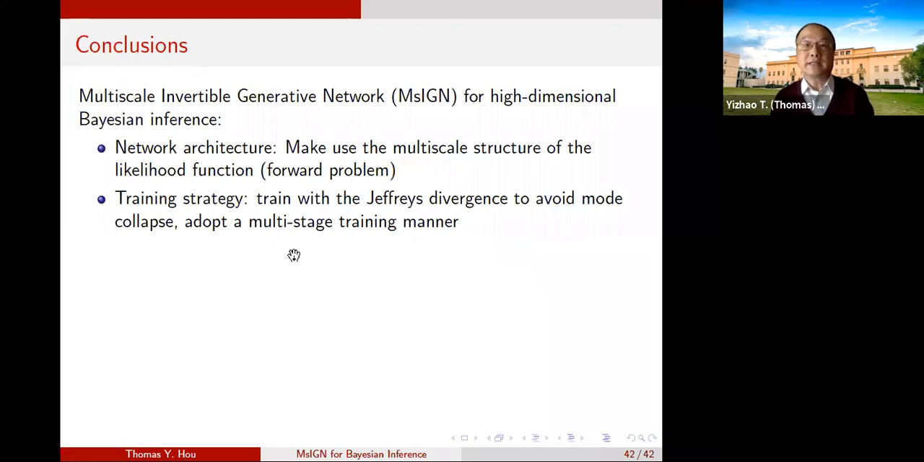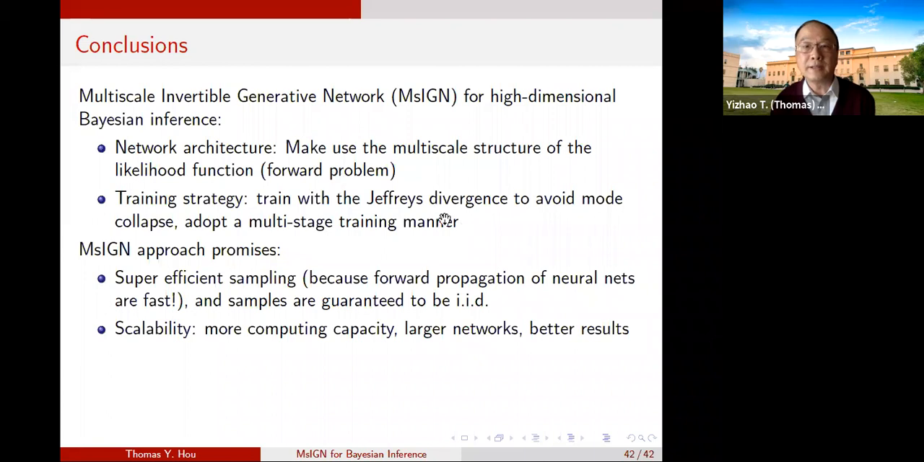So this is the conclusion slide. I presented a method using multi-scale features and an invertible generative neural network, with which we can generate a good approximation for the target distribution, with the capability to handle high dimensional inference and capture multiple modes. Using the Jeffreys divergence and the multi-stage training seems to be very important. Yeah, using the prior conditioning step in the multi-stage manner is very important, right?